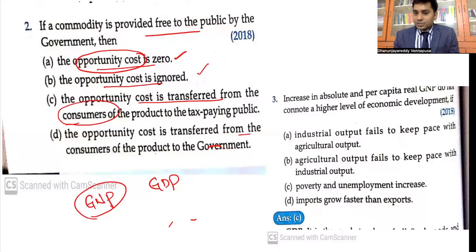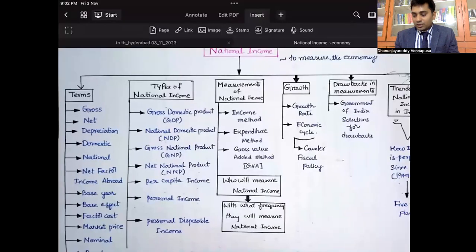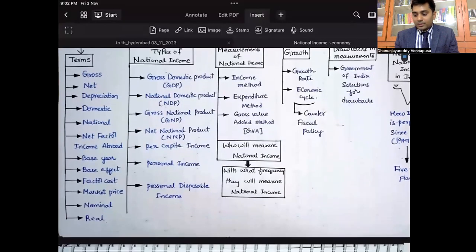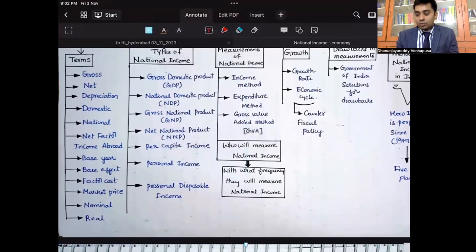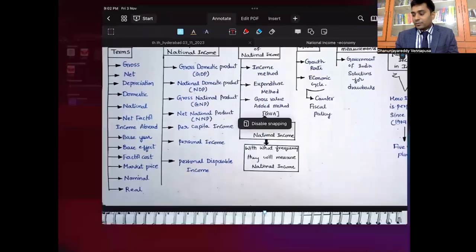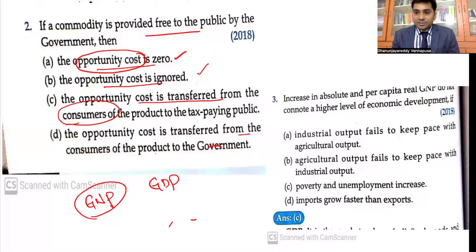So what is absolute and per capita real GNP? Now look at this. Real GNP. What is real? What is nominal? That also you should understand. Again, where you have to study, in the basics we have to study. What is real? What is nominal? Real is adjusted with the base year. Nominal is not adjusted with the base year. Now what is base and what is base year? These things you have to study. So all these things are covered in your class notes. Please download it and have a look at it. So that will be helpful to you. So real is adjusted with GDP.